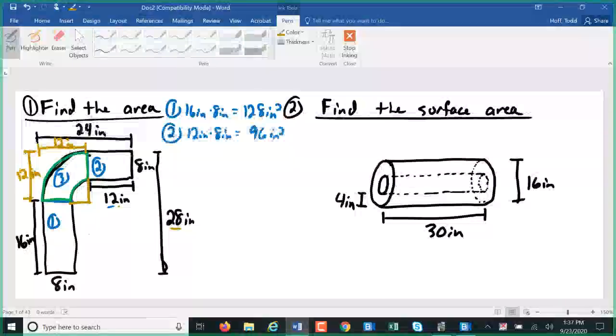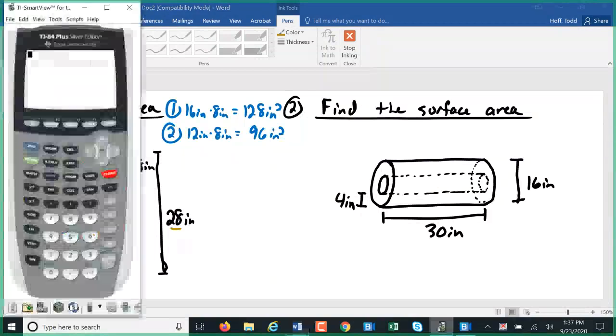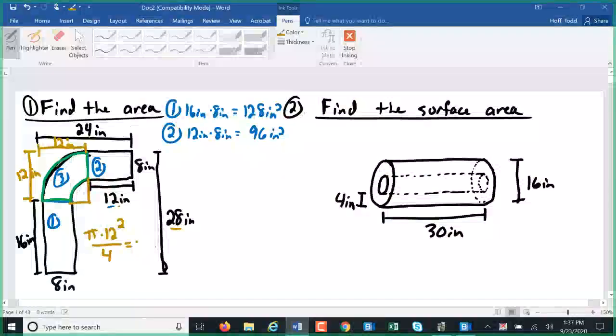So that area will be pi times 12 squared, and then, of course, divided by 4, because it's a quarter circle. It's a fourth of a circle. 3.14 times 12 squared divided by 4 should be 113.04, and it is. 113.04 square inches. But that's the whole thing in tan there.